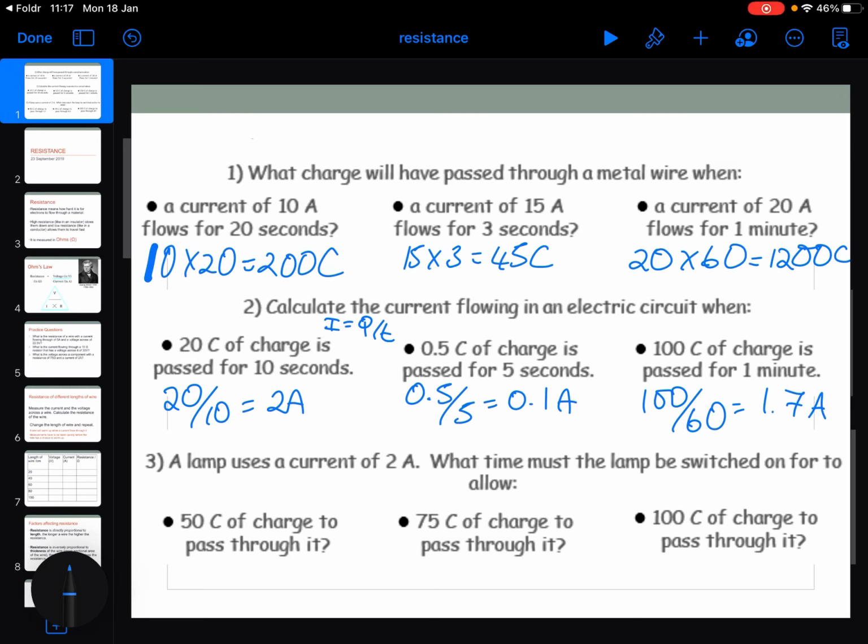Question 3, a lamp uses a current of 2 amps. So I is always there. What time must it be switched on for? T is Q over I. So 50 divided by 2 equals 25, and it's time, so it's seconds. 75 divided by 2 equals 37.5 seconds, and 100 divided by 2 equals 50 seconds.